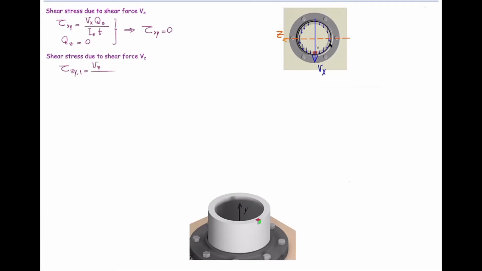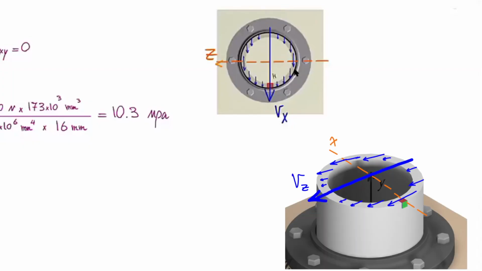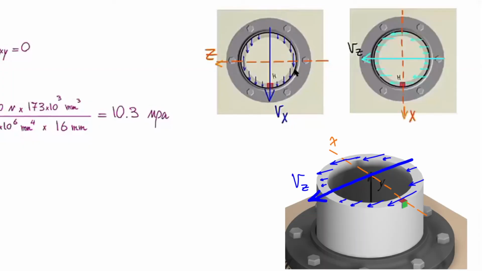V sub Z belongs to the X family. So we have V sub Z multiplied by Q sub X divided by I sub X divided by thickness. Q sub X was calculated previously. I sub X was also calculated. I'm just going to plug in the values here and determine the magnitude of shear stress produced by this force. We can also show the distribution of stress on this section.